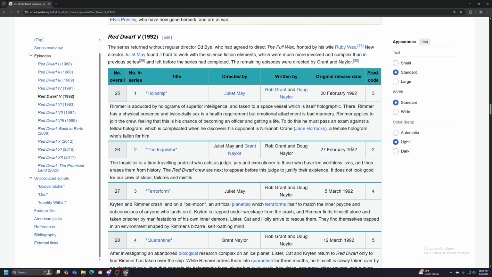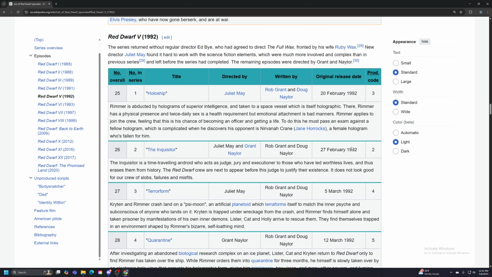Episode 2. The Inquisitor. The Inquisitor is a time-traveling android who acts as a judge and jury and executioner to those who have led worthless lives, and thus erases them from history. The Red Dwarf crew are next to appear before this judge to justify their existence. It does not look good for a crew of slobs, failures, and misfits.